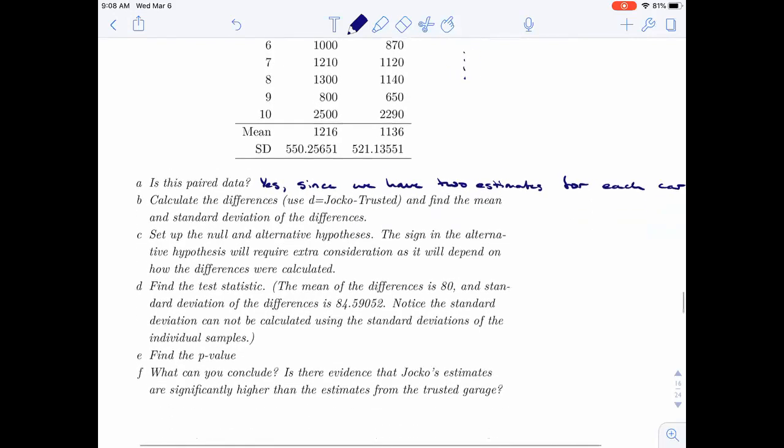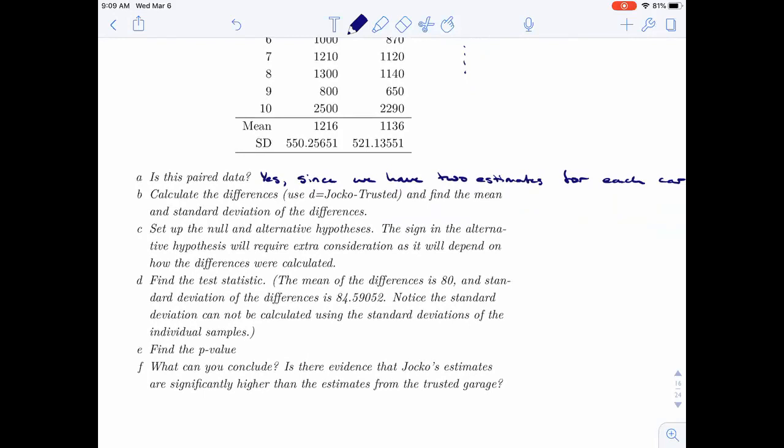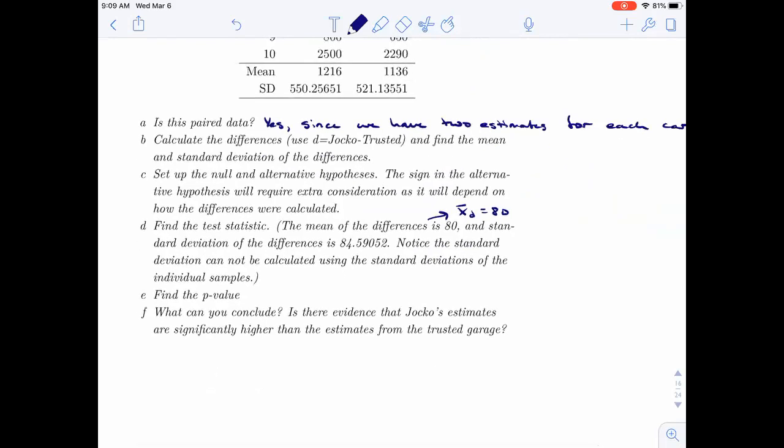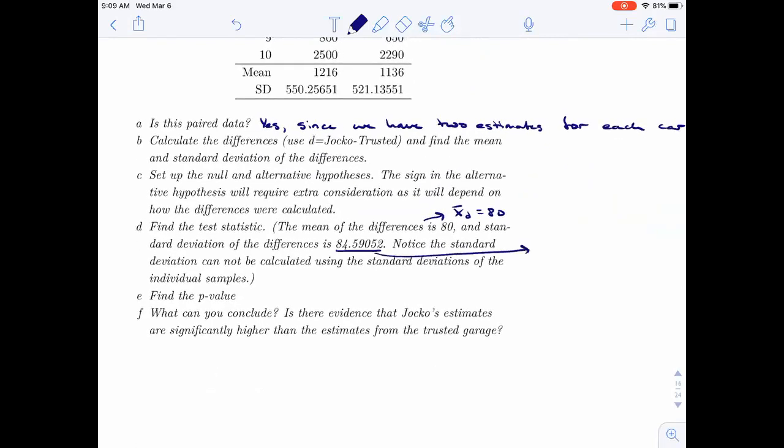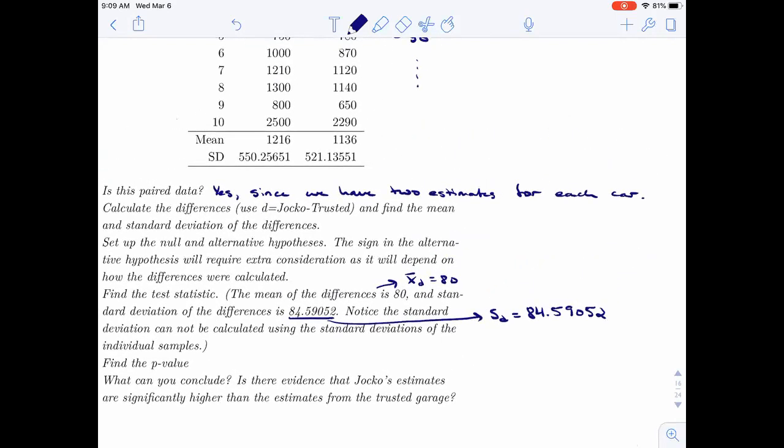But if you read along here, I've told you the X bar of the differences is 80 and S of the differences is 84.59052. So you can definitely go through and check your work. What you'll find here is that the mean is 80 and the standard deviation is 84.59052.